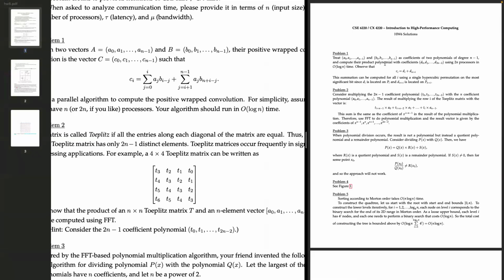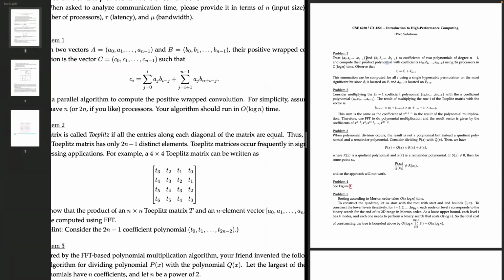If you have 2n minus 1 degree polynomials, the output polynomial has degree at most 2n minus 2, so you get 2n minus 2 coefficients in the output. And you want n numbers in the end, because you're combining them to compute the convolution.